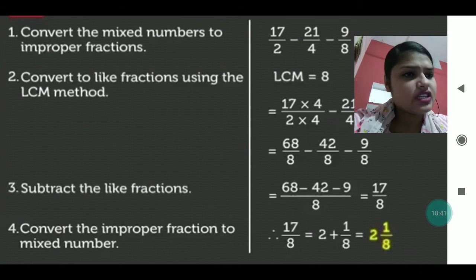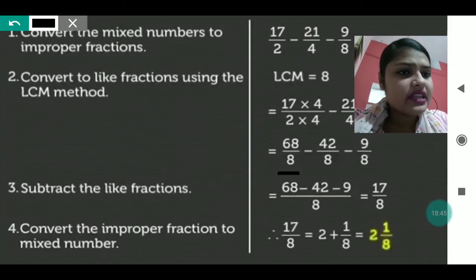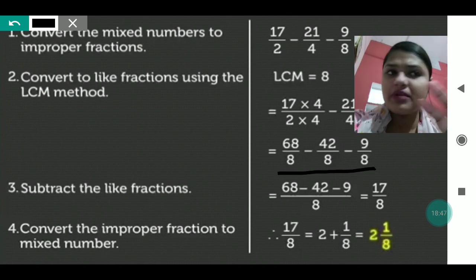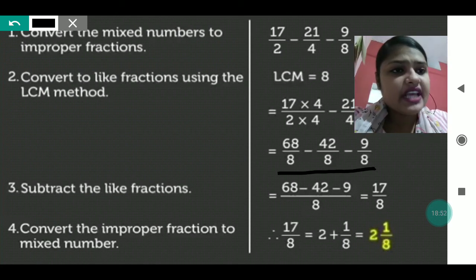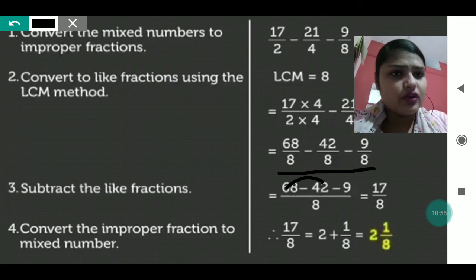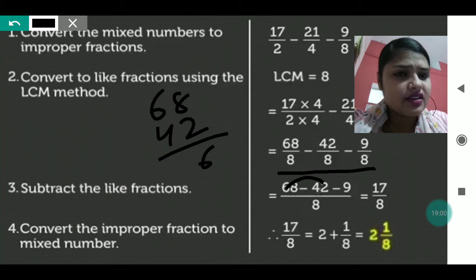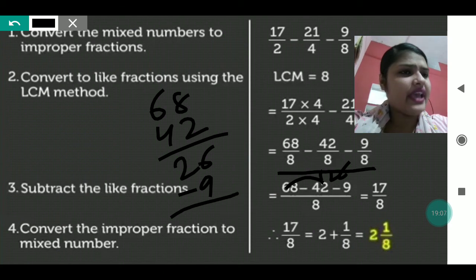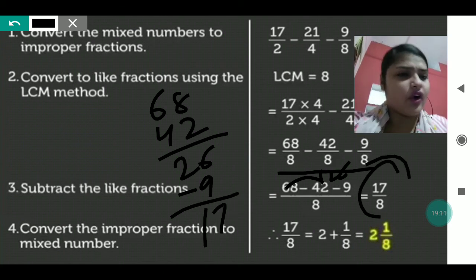Now is it easy to subtract? Yes, it is easy now to subtract. How? Because all the denominators are common. You just take the denominator common and subtract only the numerators. So 68 minus 42 you will do, and you will get 26. Now 26 minus 9 you do, and you will get 17 by 8, which I have got here.